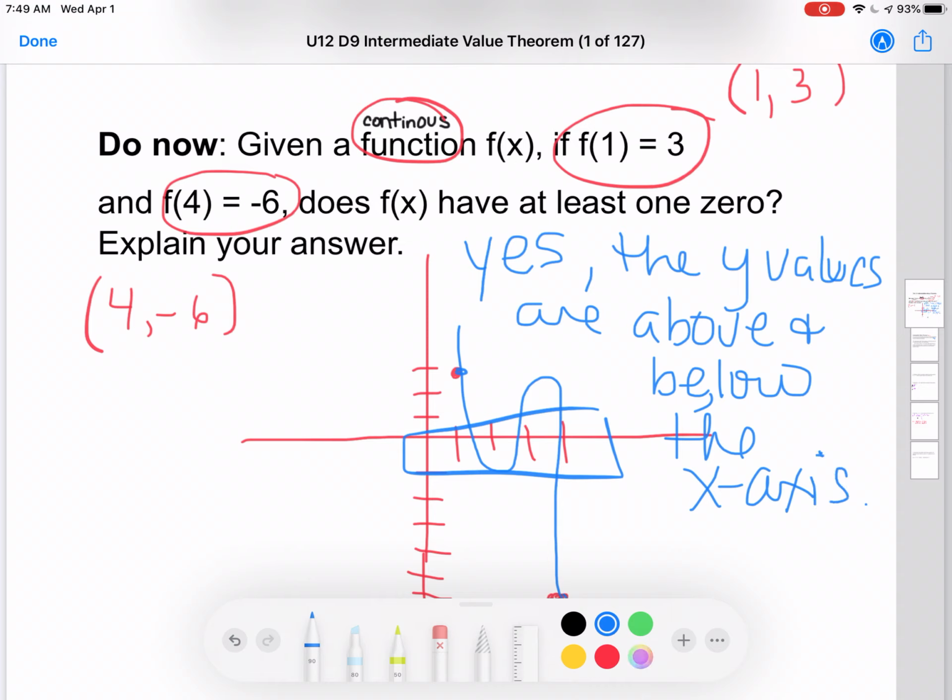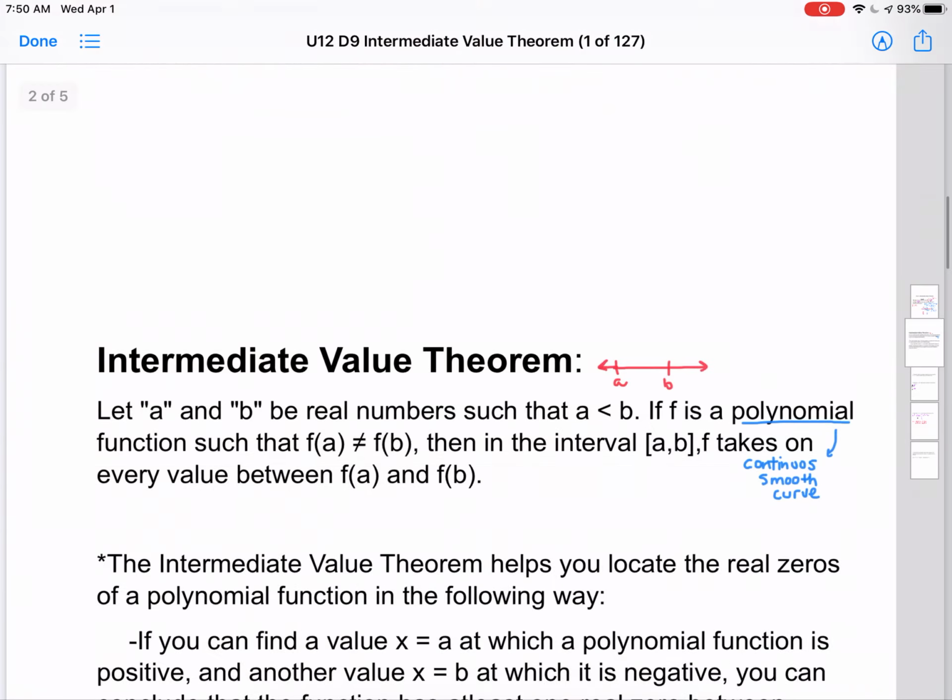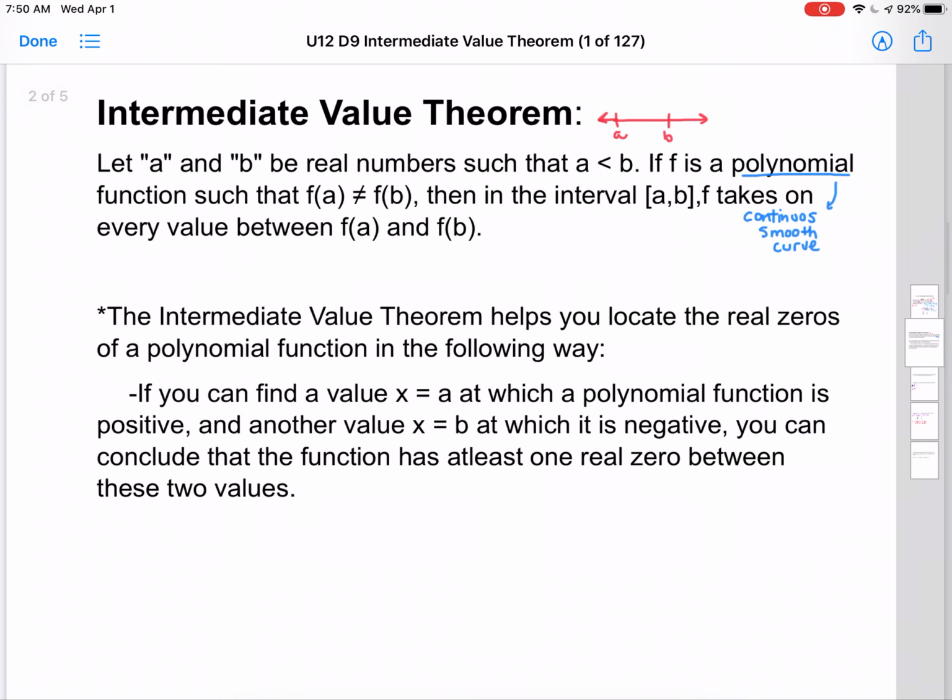Now, we're not going to always graph something to see. What we really want to look at is, is there a positive and a negative y value? If there is, then it will cross over the x-axis. And this is the intermediate value theorem. All right, so here it is in words as well, and I think it's important for you guys to be able to read the real definitions. Okay, so let's just look at it.